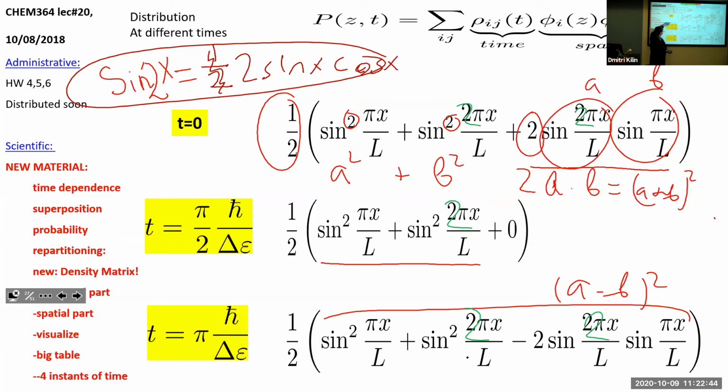So time 0, quarter period, half period. Sine squared, 2 sine times double sine, and here we have 0, and here we have minus. Maybe one can consider at 0.5 period to identify this as a full square: A squared, B squared, 2AB. Maybe it will be easier to combine them. And then if it works out, at half period it will be just subtraction.